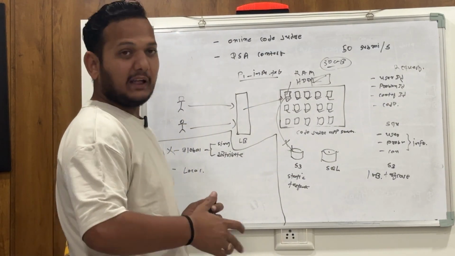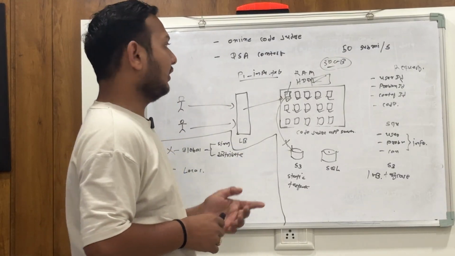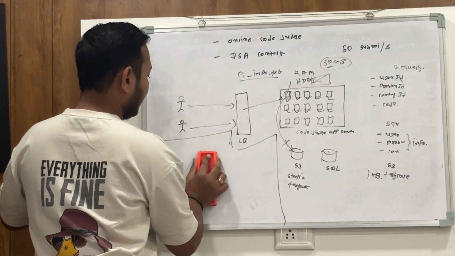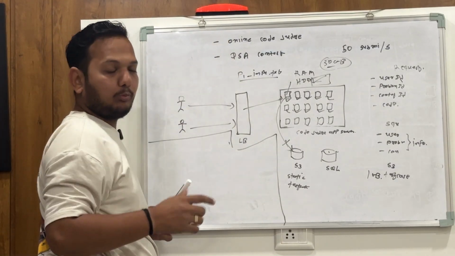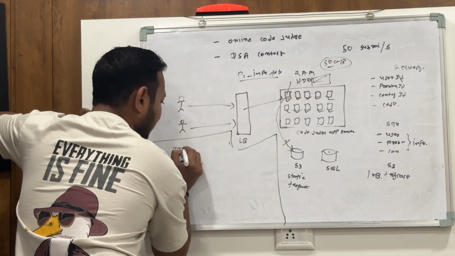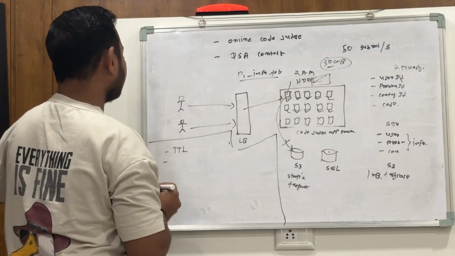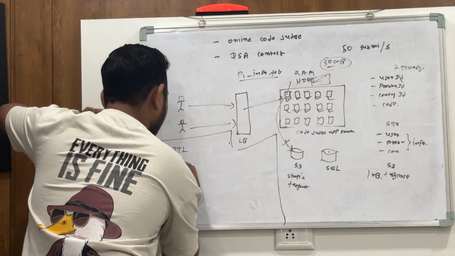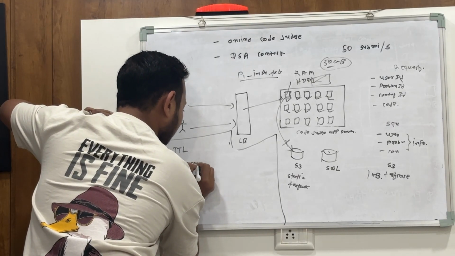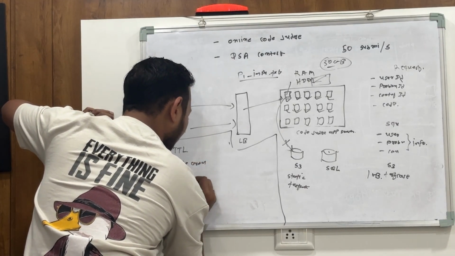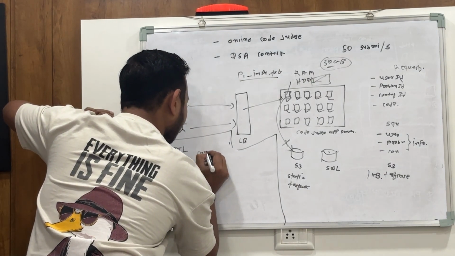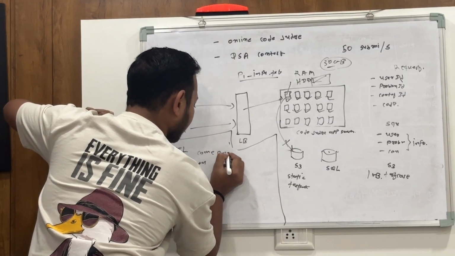So there are multiple cache invalidation policies. Let's take an example. There are 4 to 5 most popular cache invalidation policies. The first one is TTL, time to live. Second is cache around, cache through, and one is cache back.